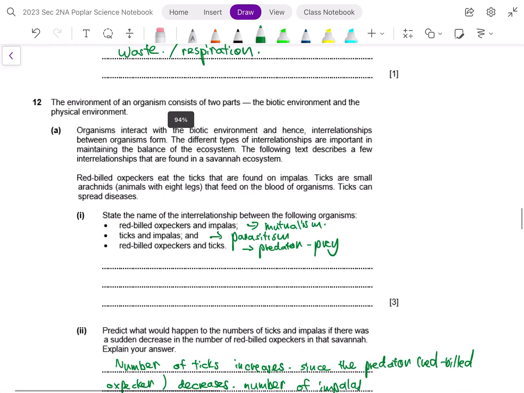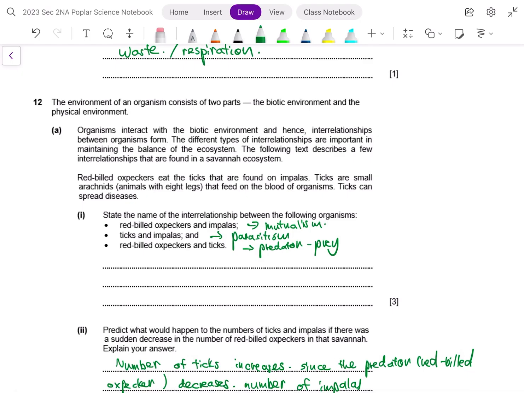The next one: the environment of an organism consists of two parts, the biotic environment and the physical environment. For physical, sometimes we call it abiotic environment. Organisms interact with the biotic environment, and hence interrelationships between organisms form. The different types of interrelationships are important in maintaining the balance. The following text describes a few relationships found in a savanna ecosystem. I believe this is the African grassland.